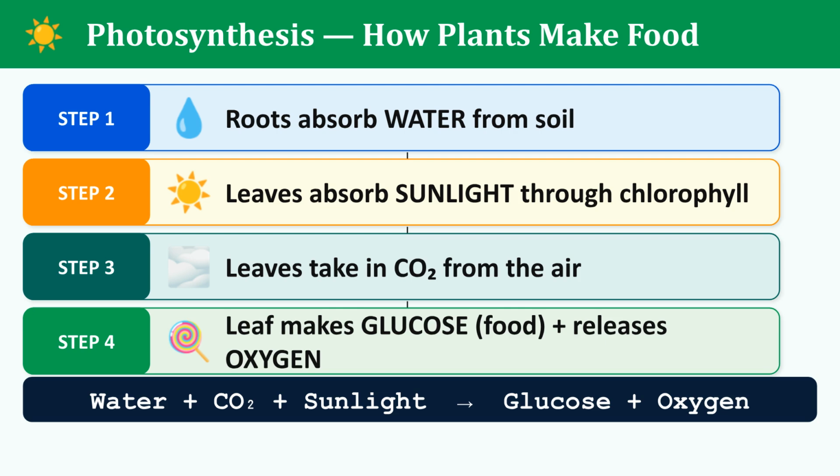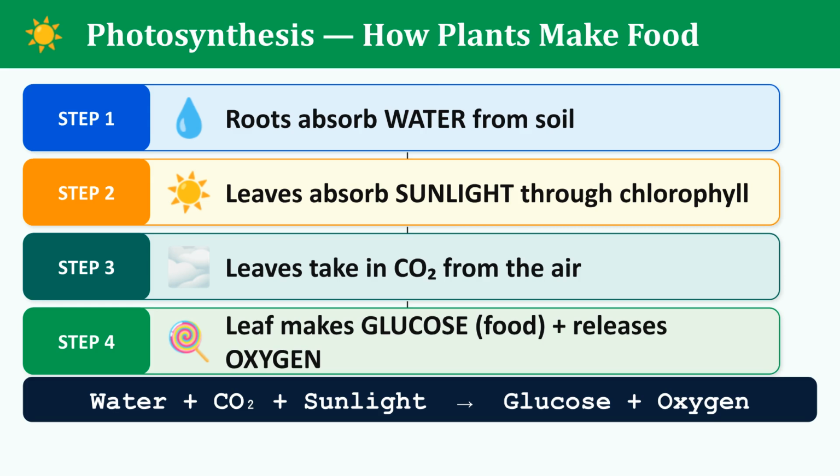Now let's understand the most important process in plants. Photosynthesis. Let's learn it step by step. Step 1. The roots absorb water from the soil. Step 2. The leaves capture sunlight using chlorophyll. Step 3. The leaves take in carbon dioxide from the air. Step 4. Using sunlight, water, and carbon dioxide, the leaf prepares food called glucose. At the same time, the plant releases oxygen into the atmosphere.